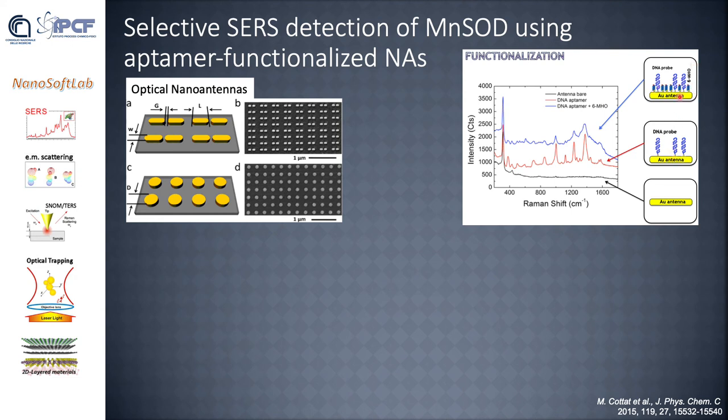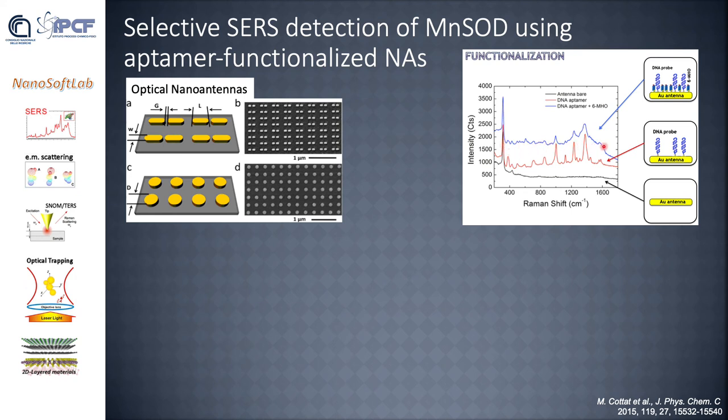What is interesting to see is that when we add the 6-MHO, we have an increase of the background. Okay, so the background, the uniform background, increases. And this is to be subtracted later. This is a common problem in SERS. When we have a measurement, we typically have a background that has to be subtracted after.